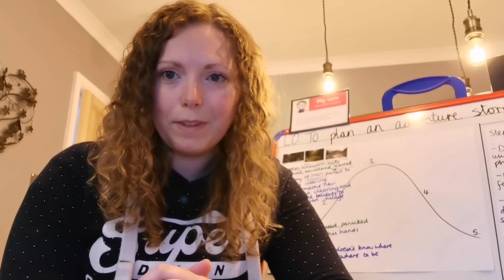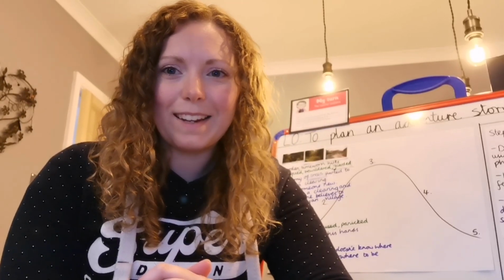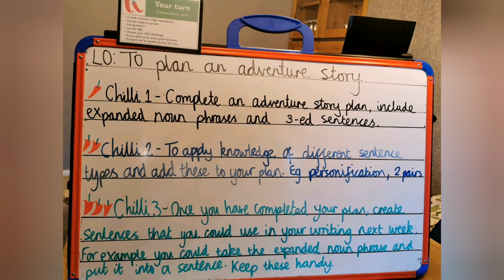Okay, it's your turn now. Here are your Chilli challenges. Take a look. Chilli 1 is to complete an adventure story plan, adding expanded noun phrases and the 3 ED openers. Chilli 2 is to apply your knowledge of different sentence types, adding your own to your plan. For example, similes, metaphors, personification. You could even do a 2 pairs or a DD sentence that we focused on last week. Add one of these to each part of your plan.